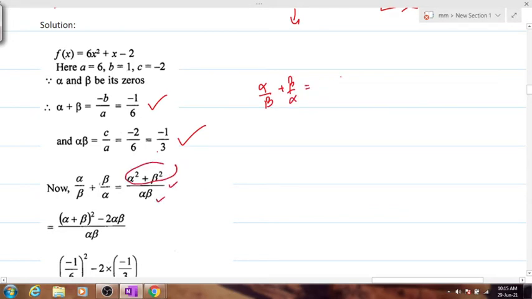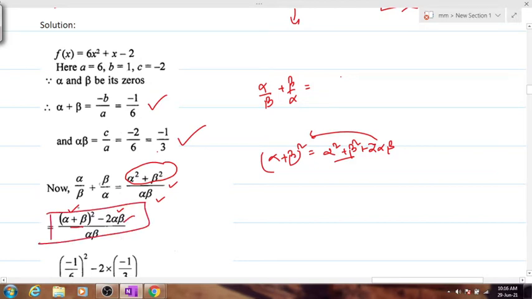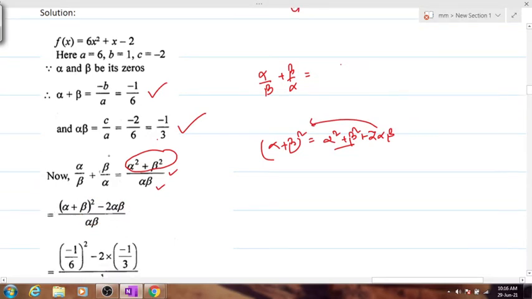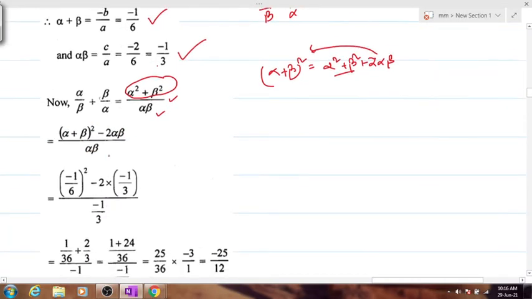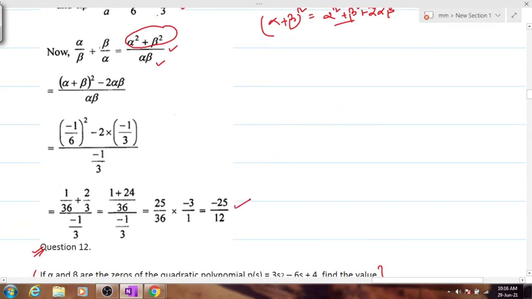Alpha square plus beta square can be easily written as alpha plus beta whole square minus 2 alpha beta. Now how, because we know alpha plus beta whole square is given by alpha square plus beta square plus 2 alpha beta, right? So alpha square plus beta square will be alpha plus beta whole square minus 2 alpha beta. Is this formula clear to everyone? Kindly confirm yes or no. After having substituted the values, the value comes out to be 25 by 12.